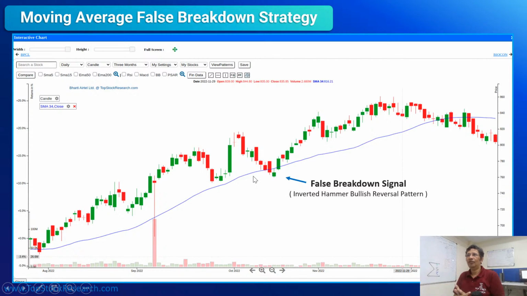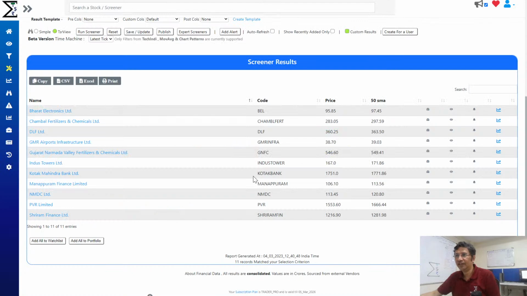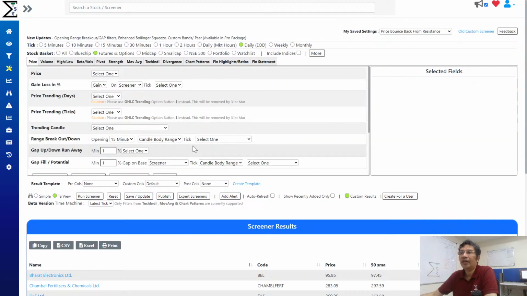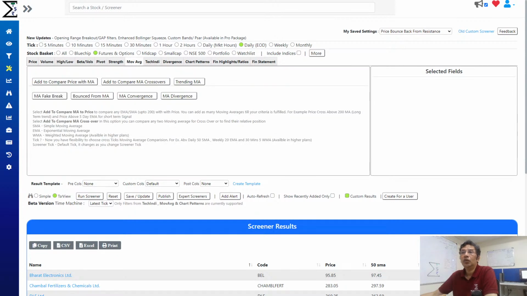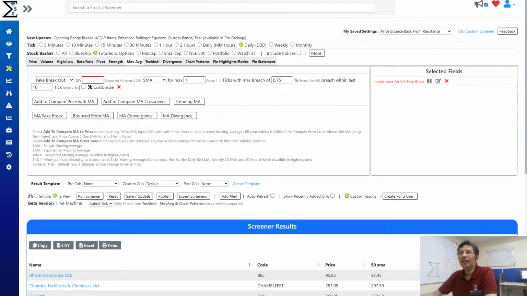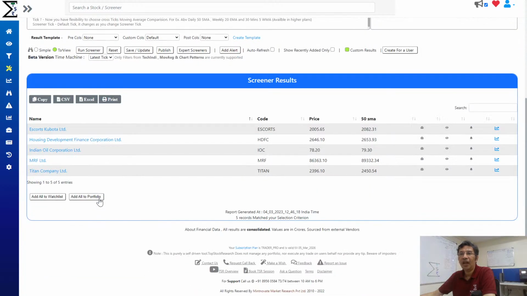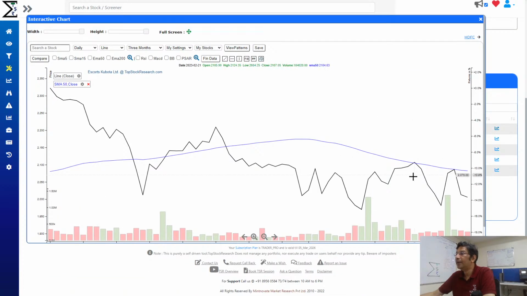Now, how do you find these false breakouts? We have tried to create a screener for you. You tell us whether it meets your requirements. So over here you have this fake breakout, right? In this example, let's go with the default setting and let's see with the 50 moving average, right? Run it. You'll see that there are 4 or 5 stocks where there's a fake breakout.